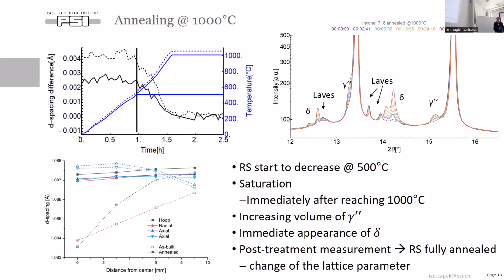We did these measurements at different temperatures. For example, at 1000 degrees, you can see that the residual stresses decrease immediately when we reach 1000 degrees, but we get a much higher volume fraction of the delta phase. Also, what's possible to notice is that the annealed sample has a different lattice parameter for the gamma matrix. This is again caused by the difference in the precipitation after the annealing.